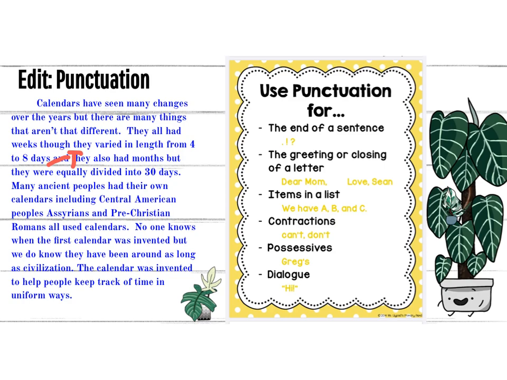Now it sounds like this. Oops, and I need to add my punctuation. So let me change colors because it's not showing up. There we go. So there's my period. They all had weeks, though they varied in length from 4 to 8 days. They also had months, but they were equally divided into 30 days. You can hear that it still sounds really great.